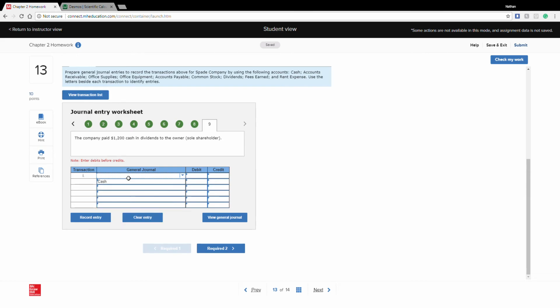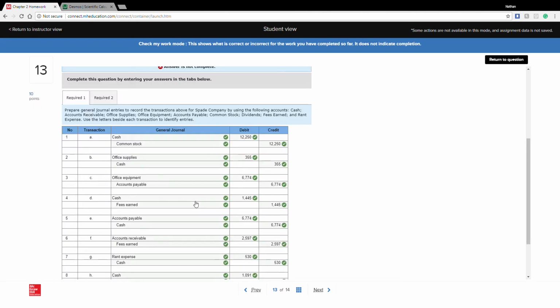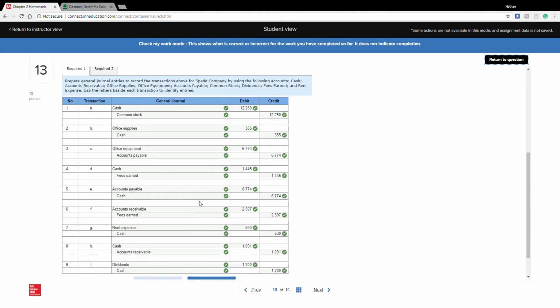Now, since this is for dividends, we can find dividends and put 1200 and 1200. Cool. So there we go. There is everything for the general journal. So we can hit check my work, verify everything is correct. Everything is indeed correct.